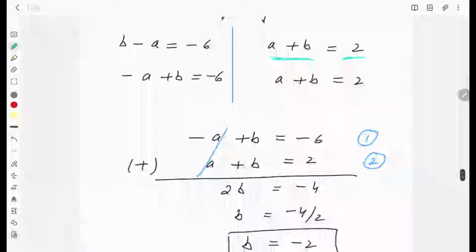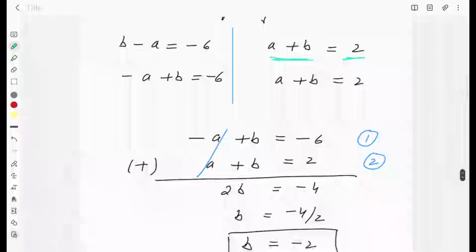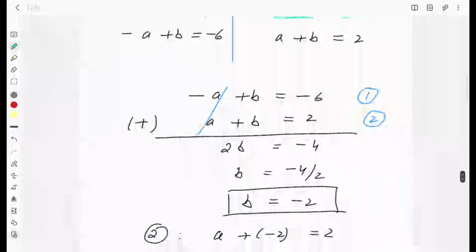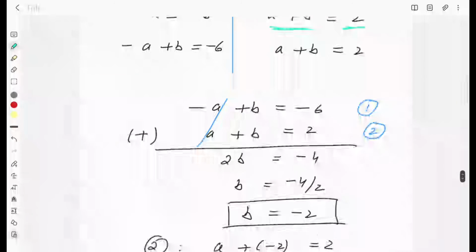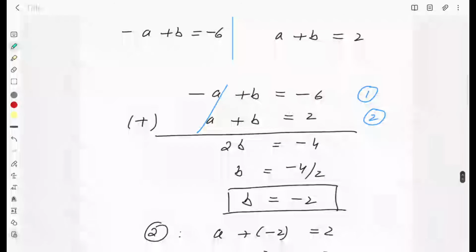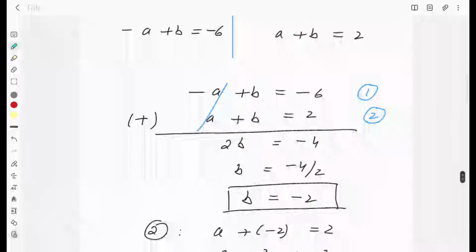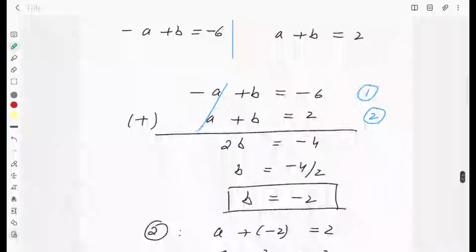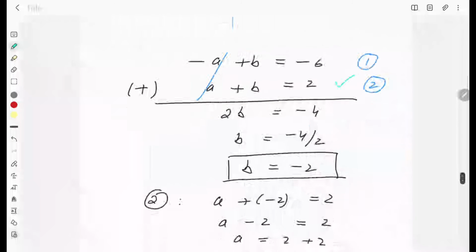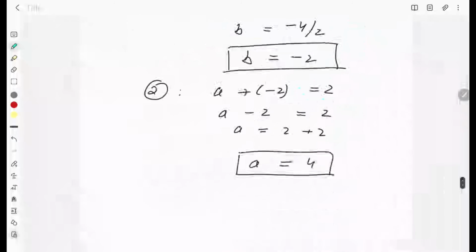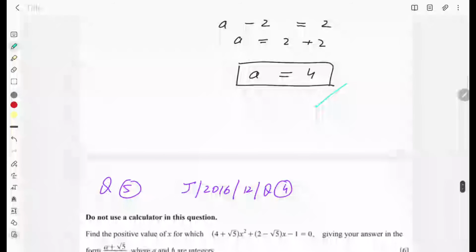Now you can solve these two equations simultaneously, and you will get b equals minus 2. And if you plug the value of b equals minus 2 in one of the equations, actually I'm putting in equation number 2, but you can put anywhere, you get a equals 4, which is your final answer.